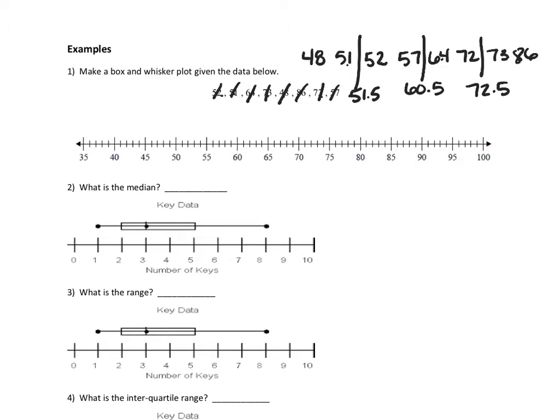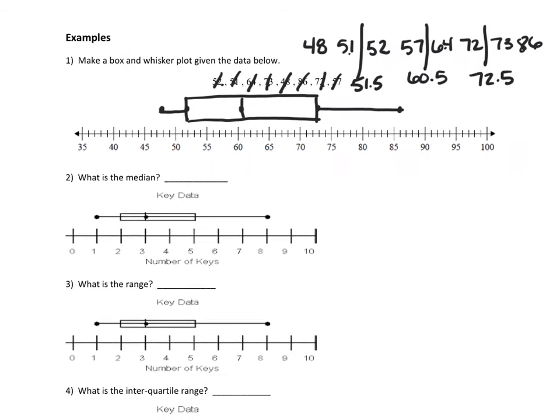Our lowest number is 48. So I'm going to put a dot. I'm going to put a dot on 51.5. I'm going to put a dot on 60.5, 72.5, and 86. Remember, we connect the inside dots. We draw a line through them like this, connect the bottom and the top, and then throw an extension out there for those whiskers. Okay, so that defines our box and whisker plot.